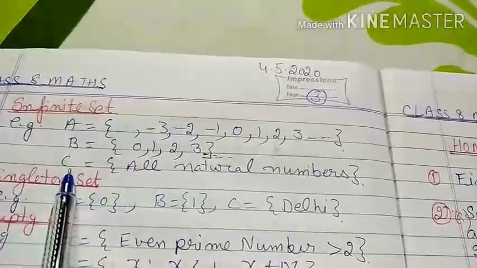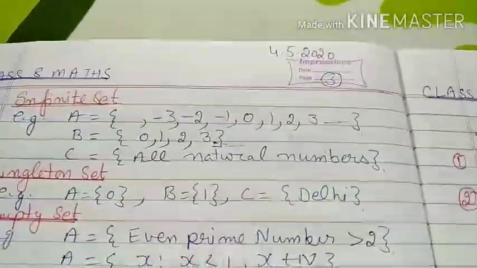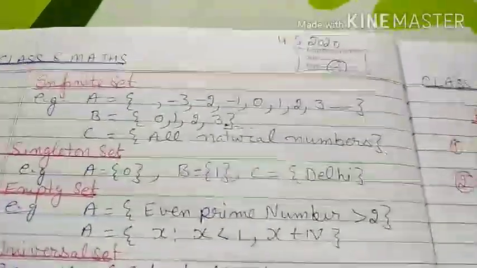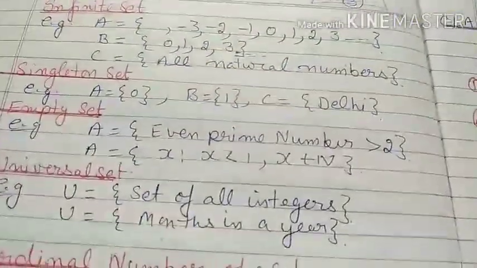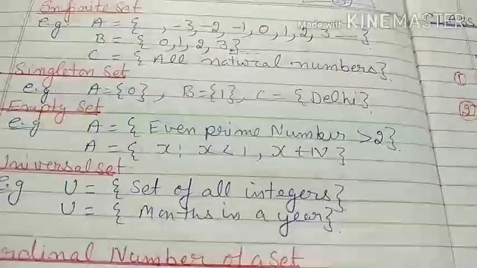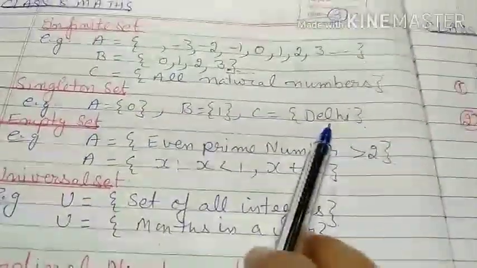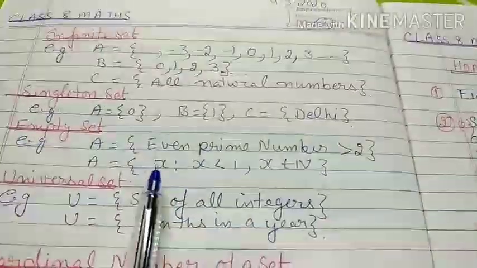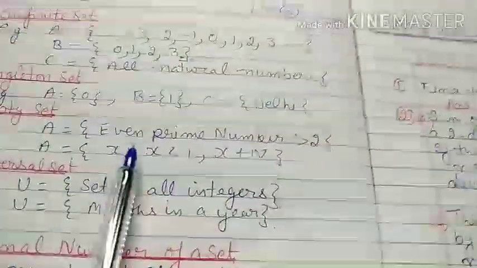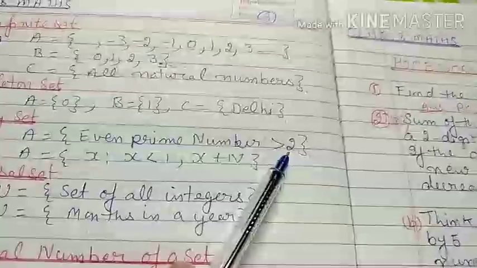Another infinite set is all natural numbers. Natural numbers have no end, so if you write all natural numbers, that is considered an infinite set. Singleton set: a set which has only one element, a single element, like 0, 1, or Delhi, the name of a city. Empty set: no element is there, like an even prime number greater than 2.